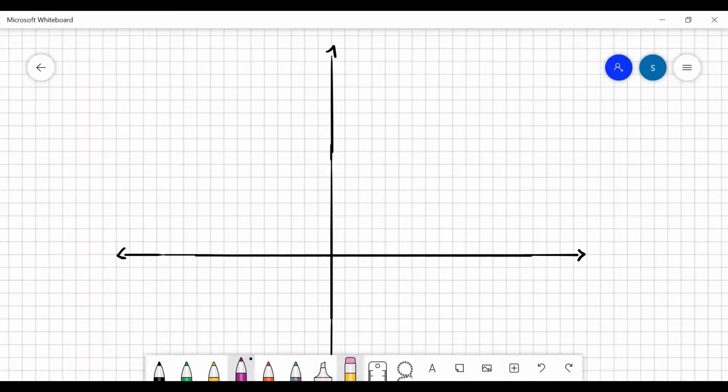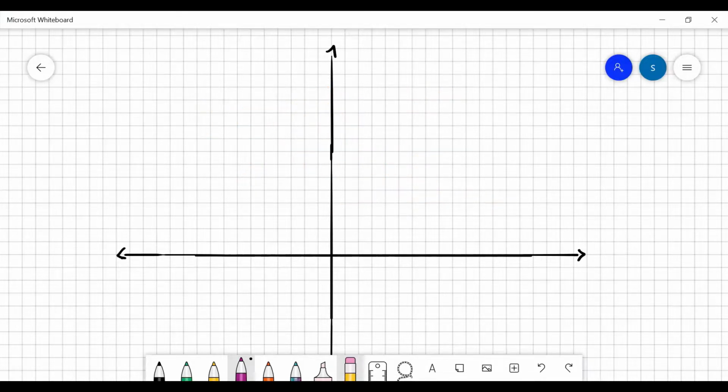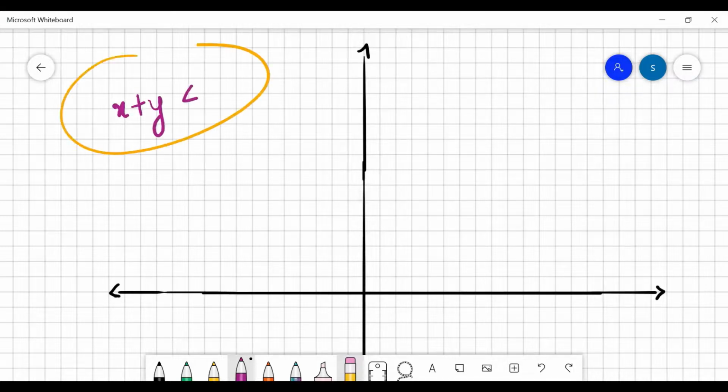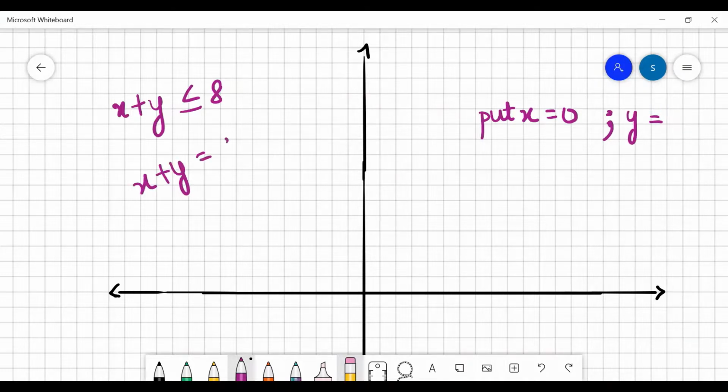Now let's talk about an inequality that has both the x variable as well as the y variable. So an example would be x plus y less than or equal to 8. So this is an inequality that has both the variables in it. How do you draw a line which represents this inequality? So the first thing that you do is put x equal to 0 and figure out the value of y. So let's take x plus y equal to 8. Let's take the equation part. So when x is equal to 0, you get y equal to 8.